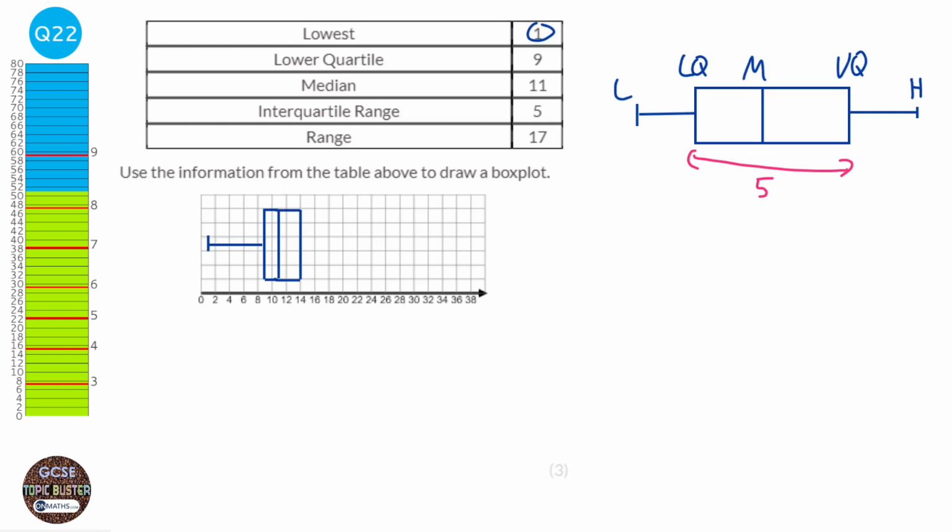Now the range is the total distance, or the total width, of our box plot. So that's 17. So that's going to be 17 higher than the lowest value. Now the lowest value is 1, so 1 plus 17 is going to be 18. So we're going to have that at 18. And again, I'm just going to put a line there.